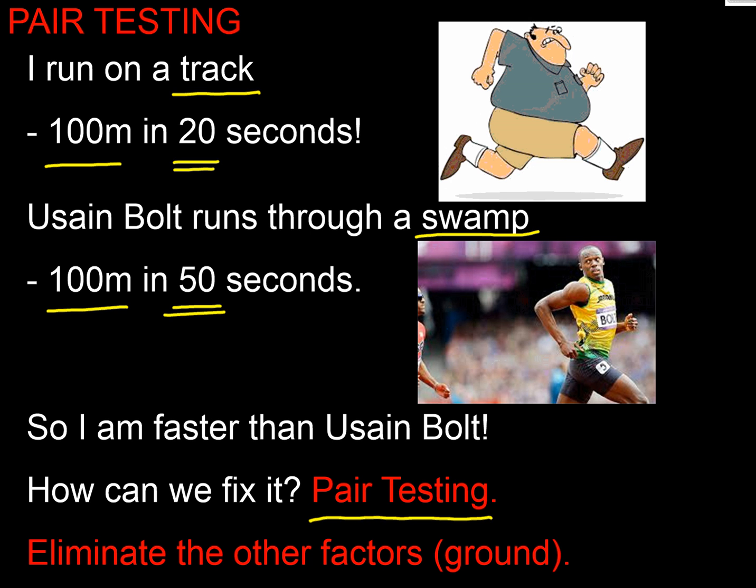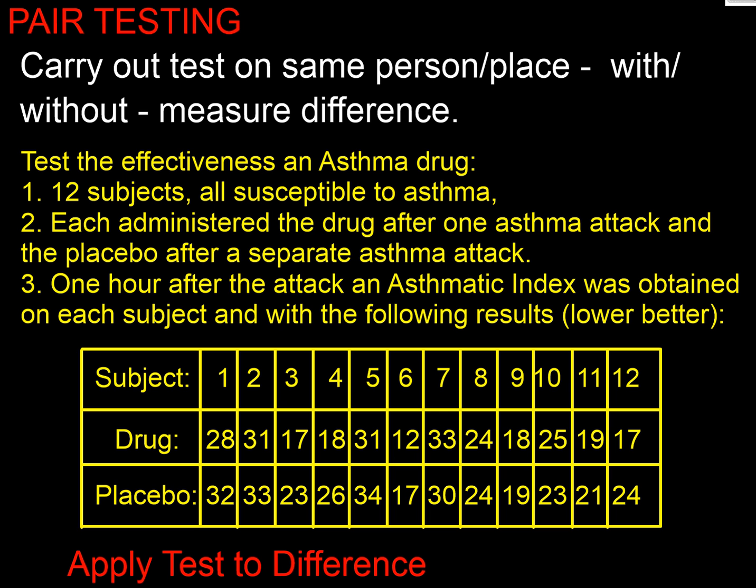We do pair testing because pair testing eliminates other factors. In this case, the other factor was the ground, and what we were really interested in was the speed and strength of the two athletes. So I'm going to take us through an example of drug testing, which is a classic one, and how we use that to eliminate other factors.